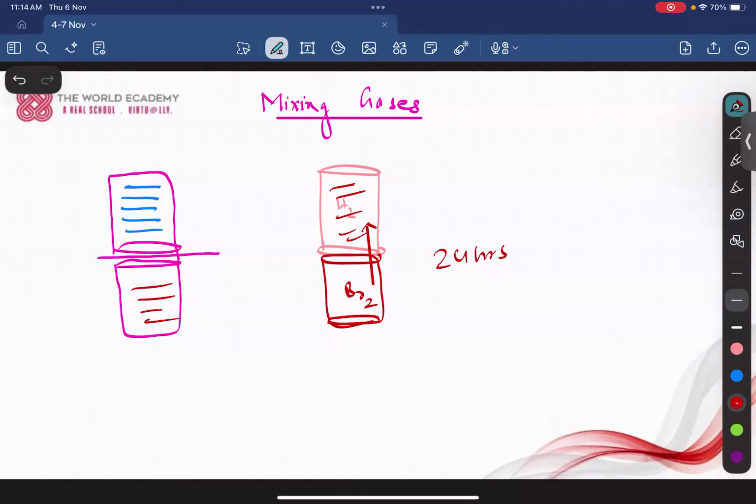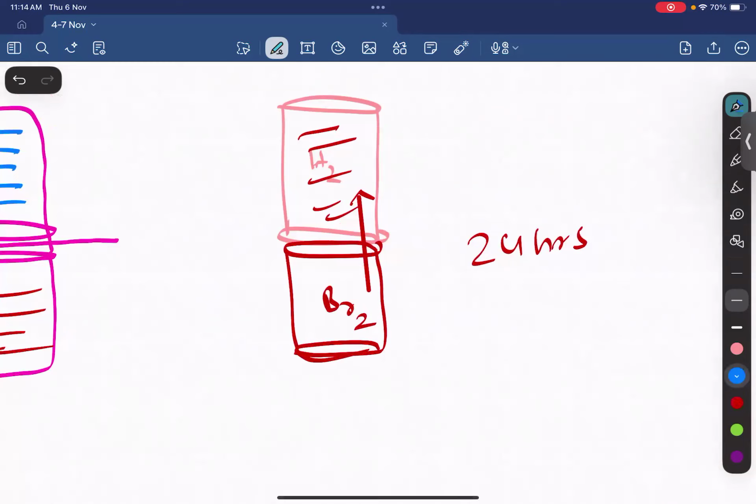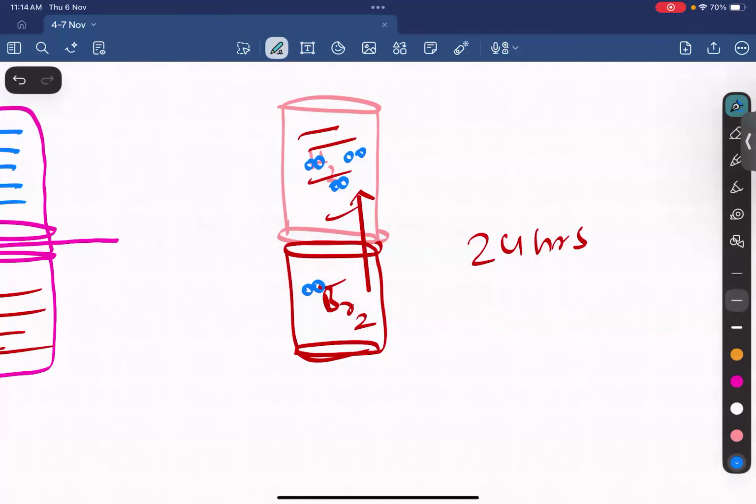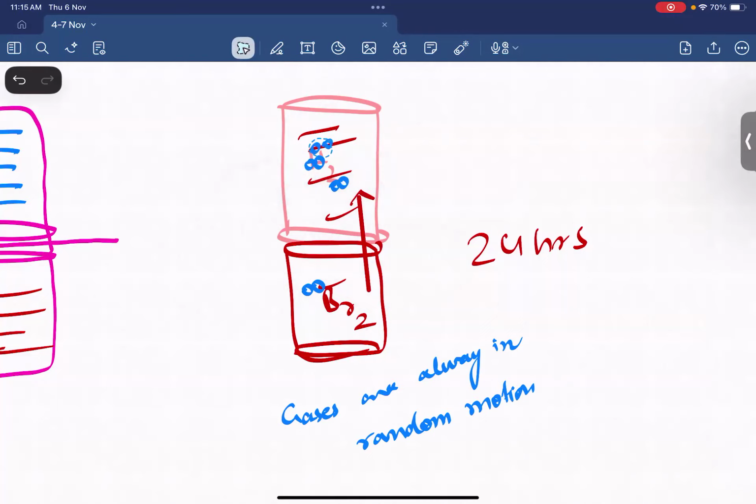Okay, let me tell you. See the hydrogen which we have here. It is coming down due to motion. This is called random motion. The gases are always in random motion. Random motion means no directional motion. So the molecule may go this side, this side, anywhere, even down. Are you getting my point?